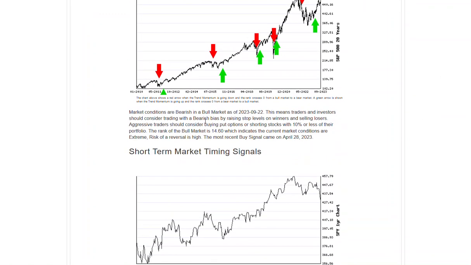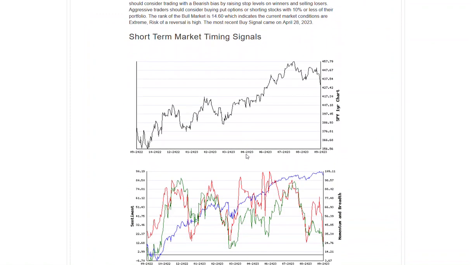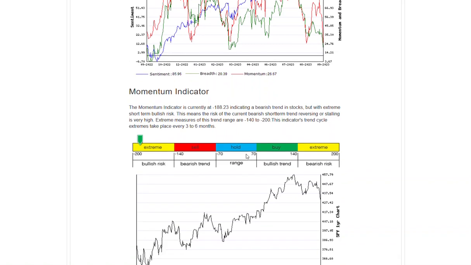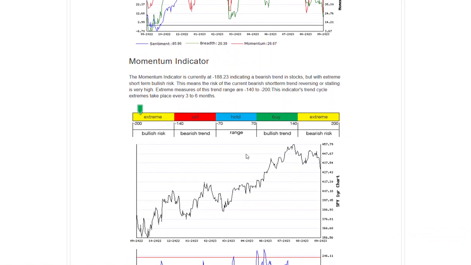Market conditions: bearish in a bull market, continuing to see some acceleration to the downside. We are now approaching some extreme levels to the downside that oftentimes will create an area for some support, an opportunity for a bounce, whether that's just a shorter term reprieve or whether it actually starts to create a new bottom within this overall uptrend. Obviously that is yet to be seen, but we've got this momentum indicator now moving down to the extreme range.